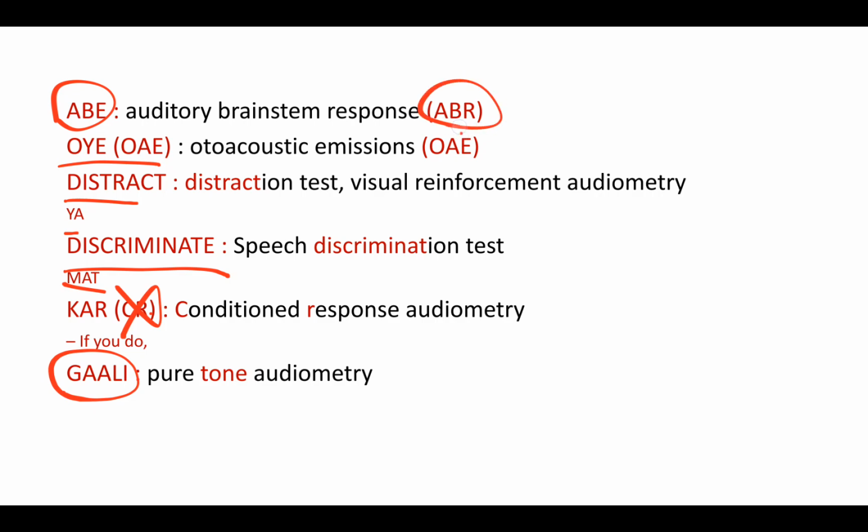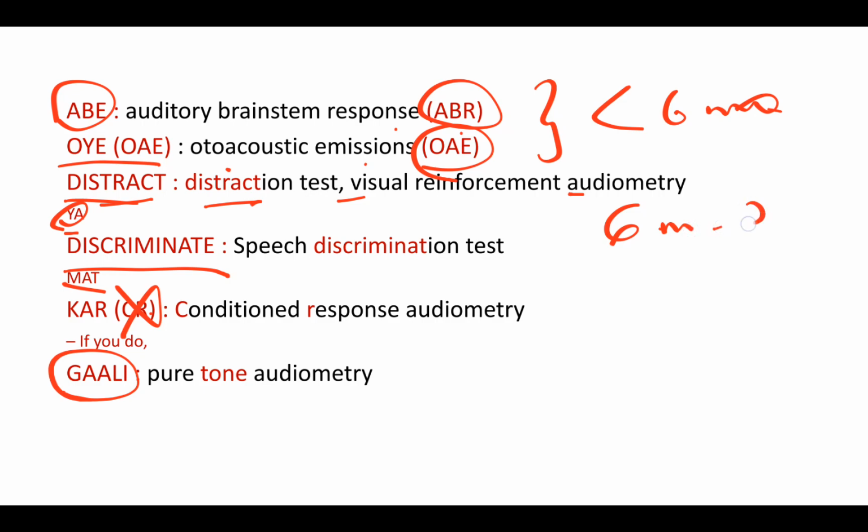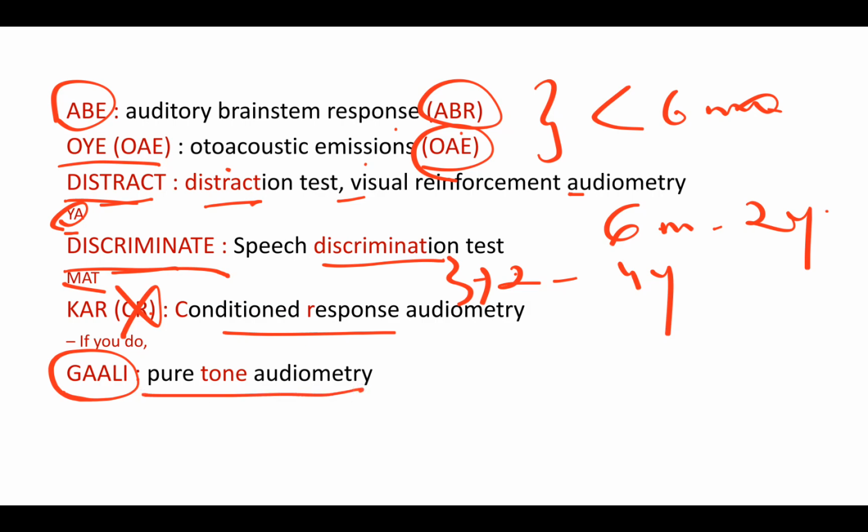So abe oe. Auditory brainstem response and otoacoustic emissions are done in children less than 6 months old. Distraction test, or ya, you can just think of ya as VA. Visual reinforcement is done in 6-month to 2-year-old children. Discriminate, speech discrimination, is done at 2 to 4 years old. Also conditioned response audiometry, both of these are done in 2 to 4-year-old children. And pure tone audiometry, that is gali, will be done in children greater than 4 years old.